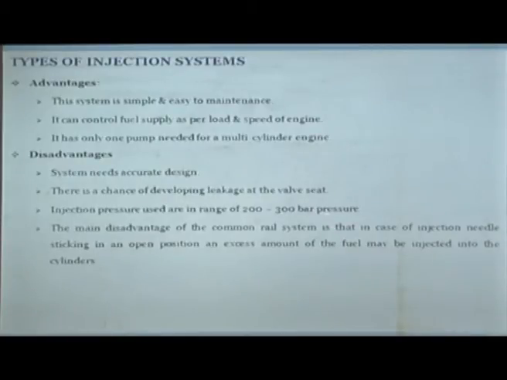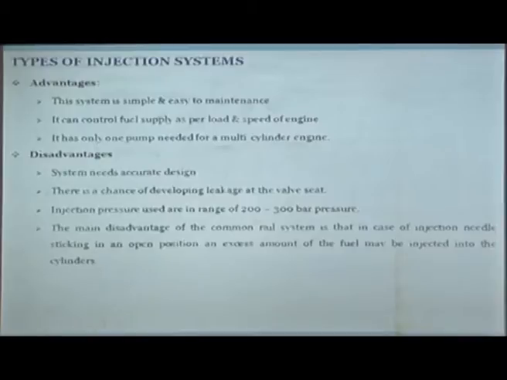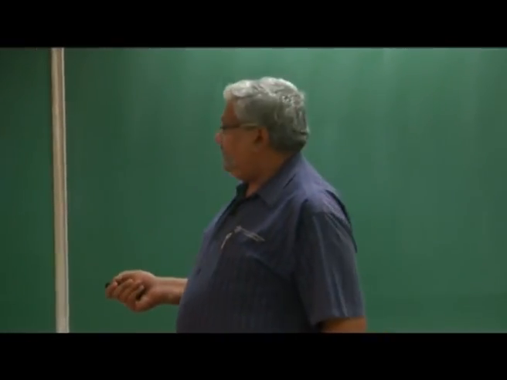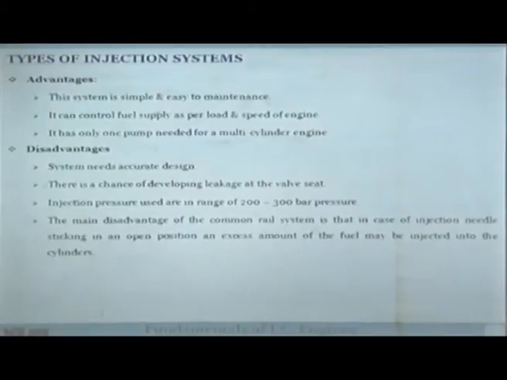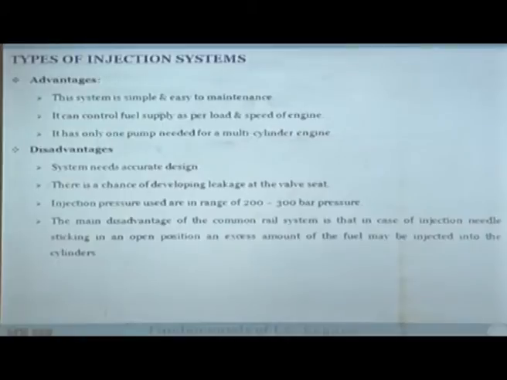Mechanical systems can be reasonably high pressure, but common rail systems that are used today are much higher pressure. Commercial systems of 1800, 2000 bars are available today, but those are not mechanical CRDI systems, those are electronic CRDI systems. The main disadvantage of the common rail system is that in case of the injection needle sticking in an open position, an excess amount of fuel may be injected into the cylinder.